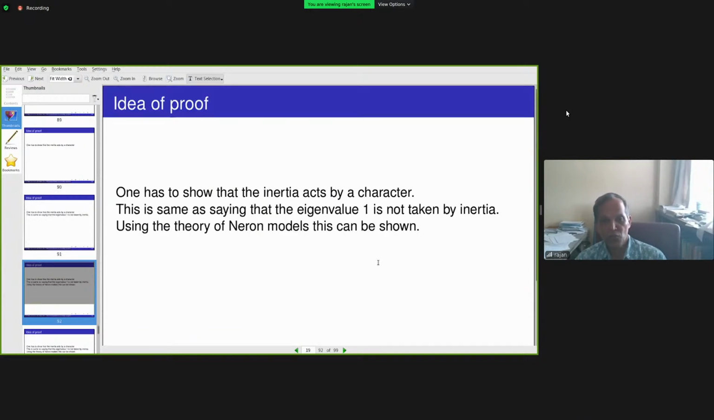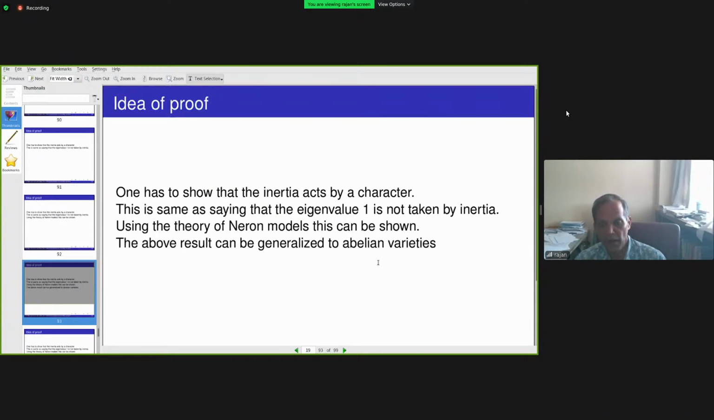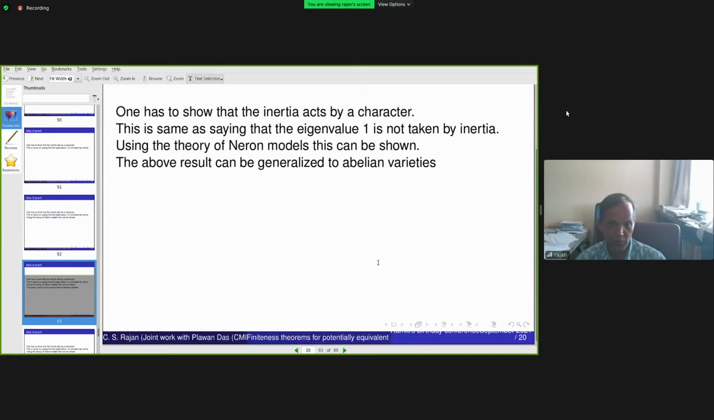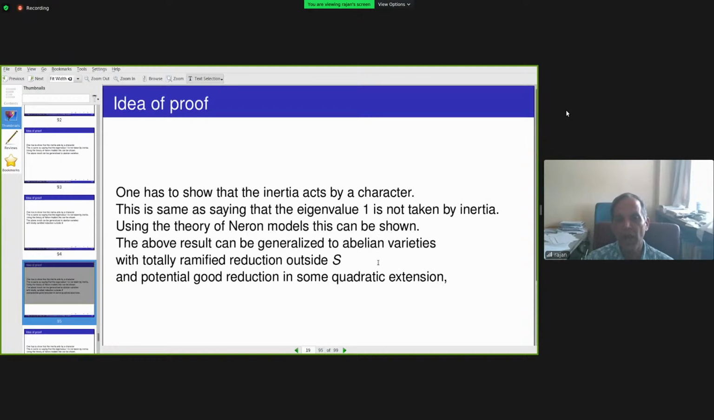For elliptic curves, one can use the theory of Néron models to show this. But the above result can also be generalized to abelian varieties, which we have to assume have totally ramified reduction outside S. This means that when you look at the reduction, it should not have an abelian variety component. It is only the multiplicative or additive part, and the additive reduction has potentially good reduction in some quadratic extension. So this is what we need.